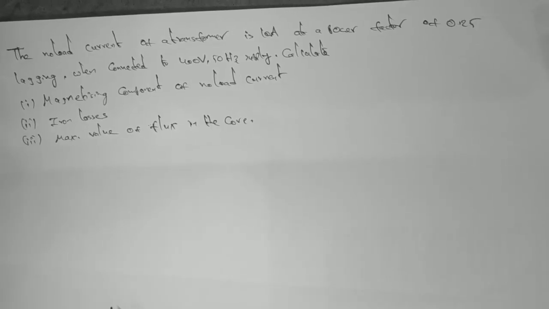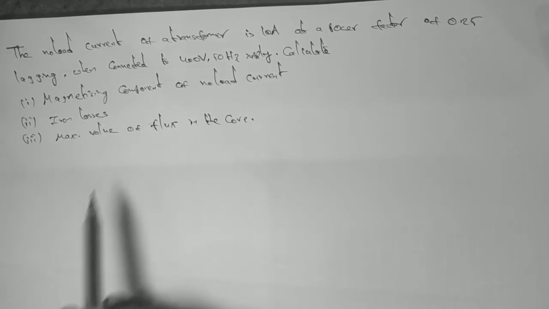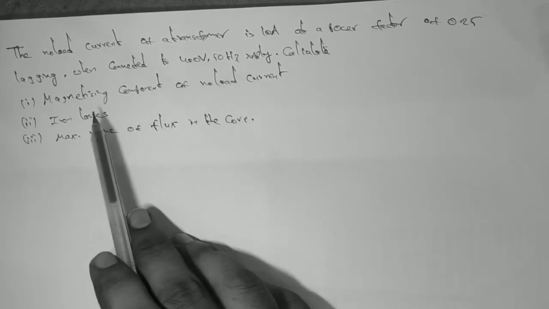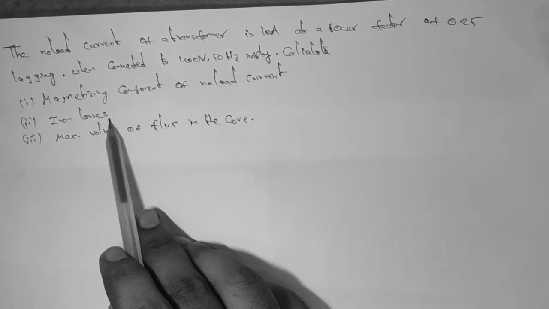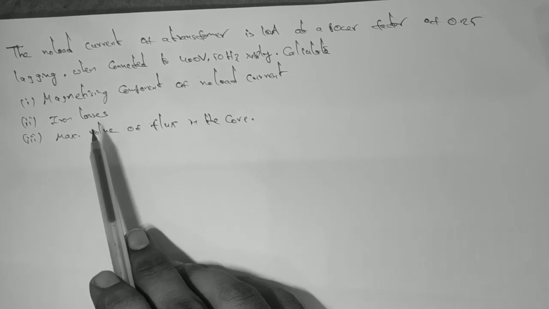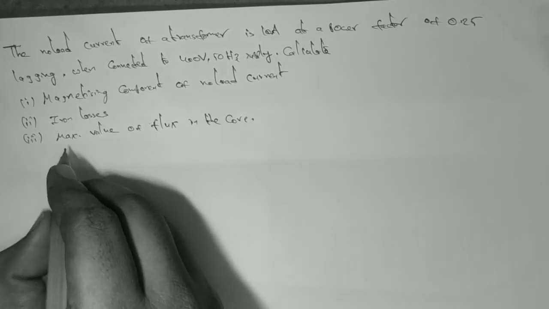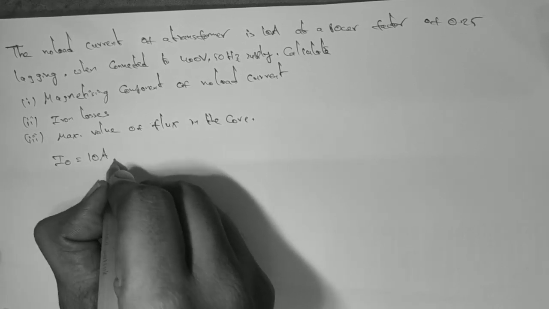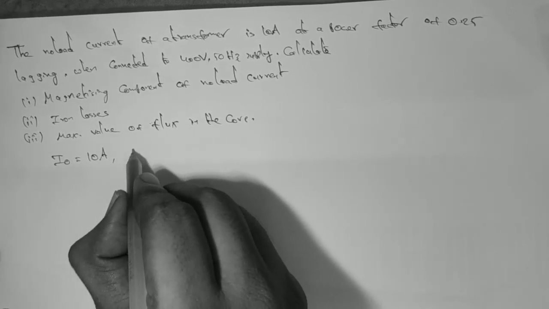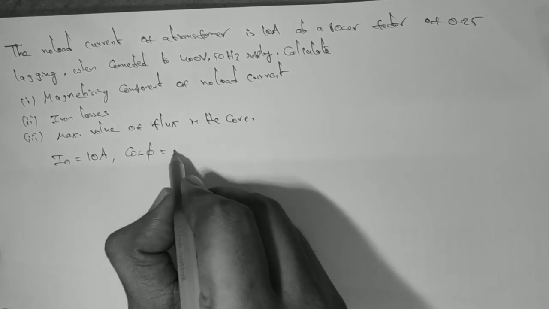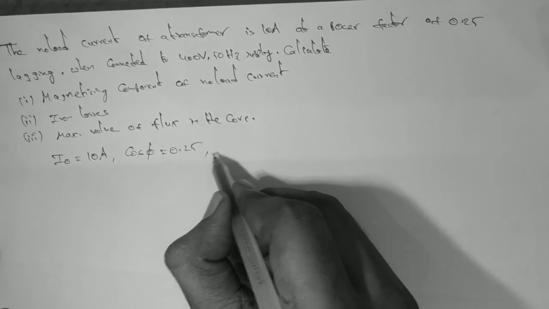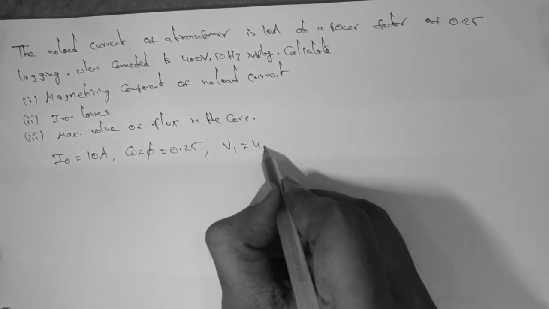Next, the last model in transformer problems. The no load current of a transformer is 10 amperes and power factor is 0.25 lagging when connected to the supply. Calculate the magnetizing component, iron losses and maximum value of flux. So first write the given data. No load current I0 is 10 amperes, cos phi is given as 0.25, and supply voltage V1 is 400 volts. Now in the first one, you have to find the magnetizing component.